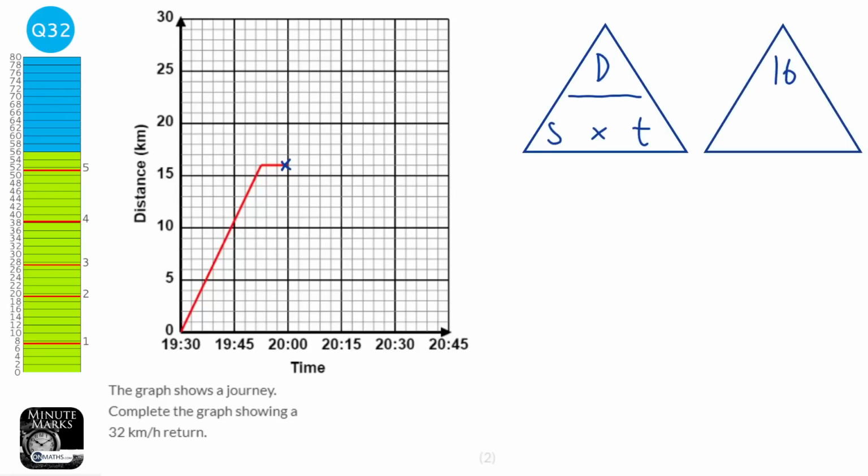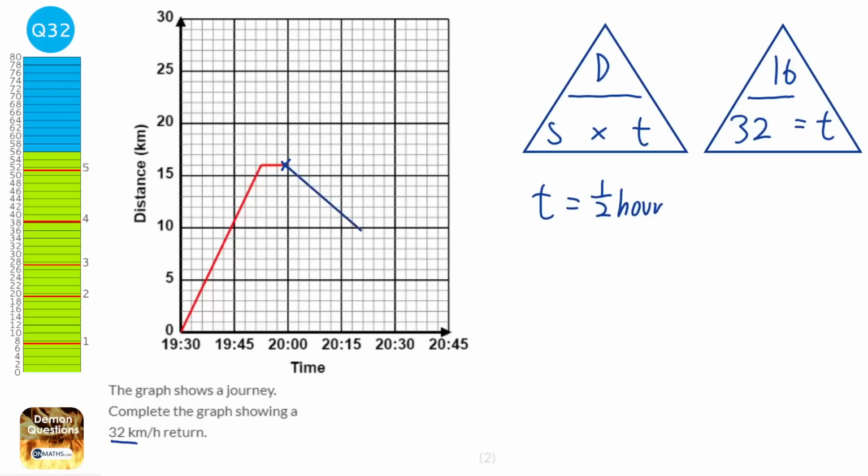And we're told that the speed is 32 kilometers per hour. So the speed is 32. So to find the time, we're going to do 16 divided by 32. So the time is a half an hour. And half an hour would bring us, if we start here, half an hour would bring us to 2030, because it's 8 o'clock where we start and we end, therefore, half an hour later.